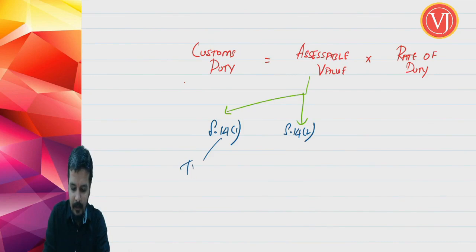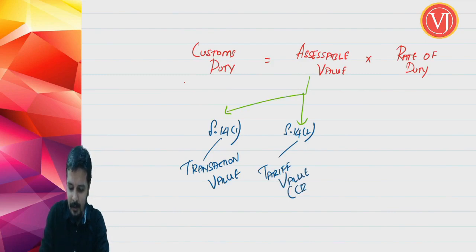So, normally the focus is on transaction value, which was even there in your GST. Specially, the focus will be on tariff value, which is only on notified goods, and this tariff value will be given by CBIC. So, very specially.